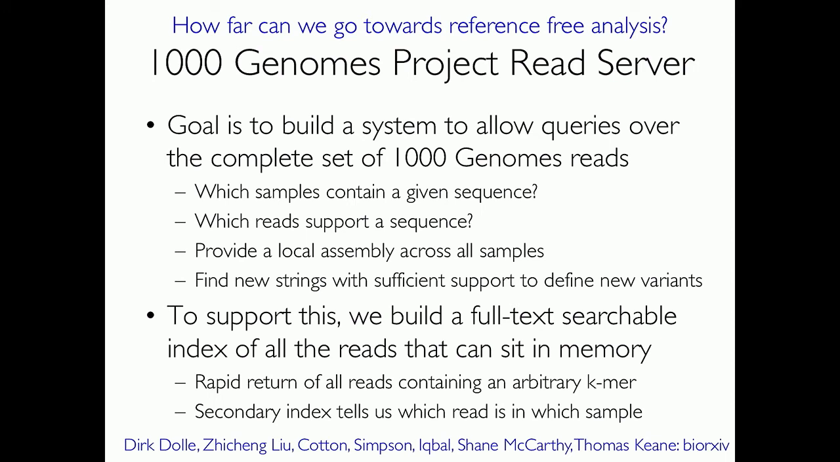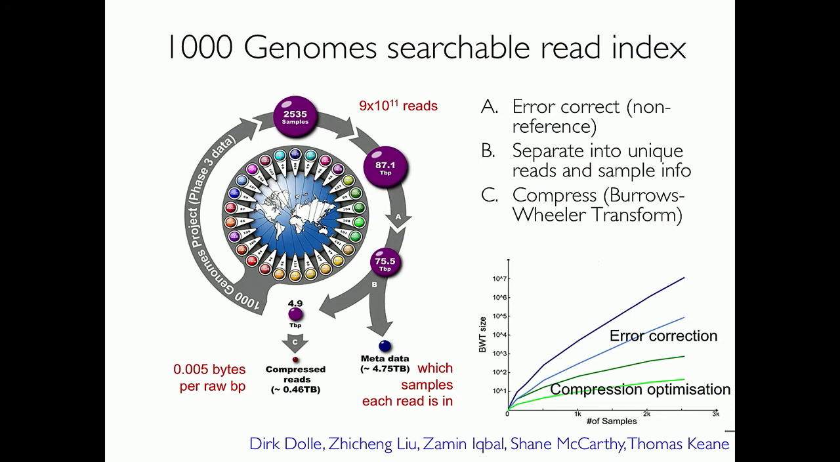So they built a full-text searchable index of all the reads that can sit in memory. And it provides a rapid return of all the reads containing an arbitrary k-mer. And a secondary index then tells you which samples each read is in. So this is the 2,500 samples. There's about 10 to the 12 reads, 87 terabases. We need to error correct them.